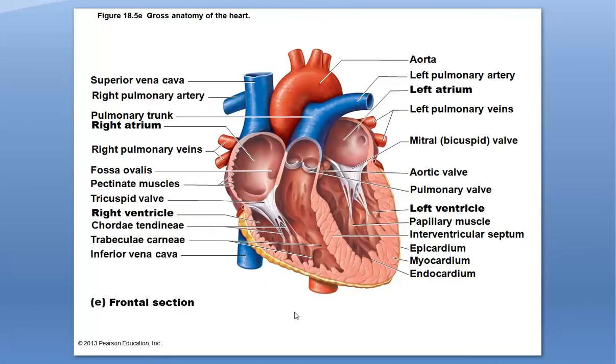And here you see a frontal or coronal view of the heart. So let's talk about a couple of these structures before we delve into the pathway of blood through this system. The 2 atria are the upper chambers. There are 2 ventricles, the lower chambers, and notice that the left ventricle, the left myocardium, is much thicker, about 3 times thicker than the right ventricular wall.